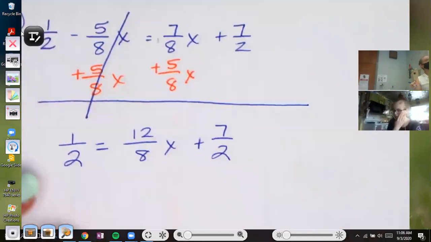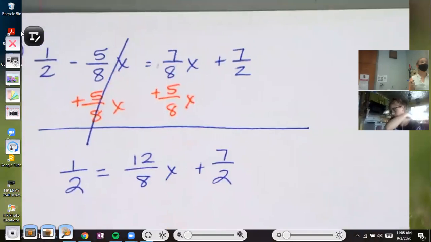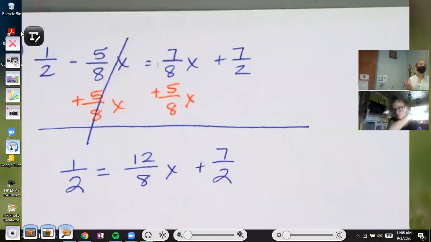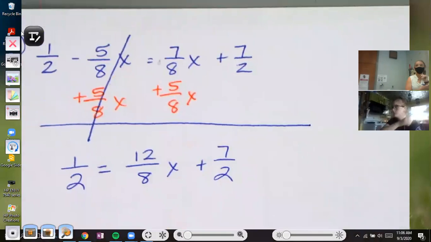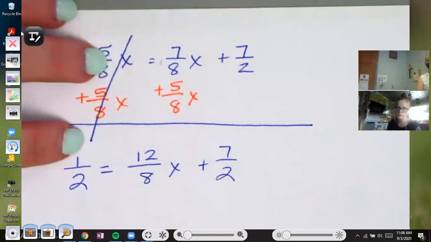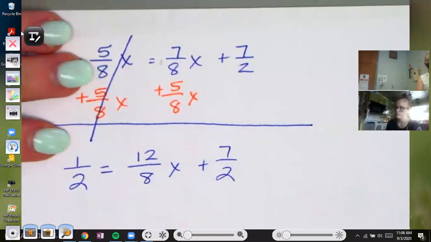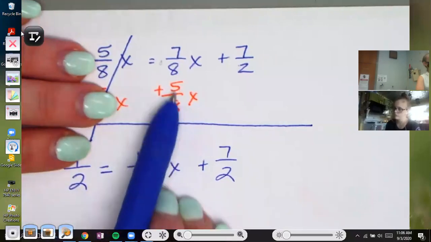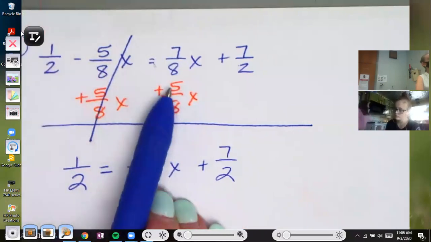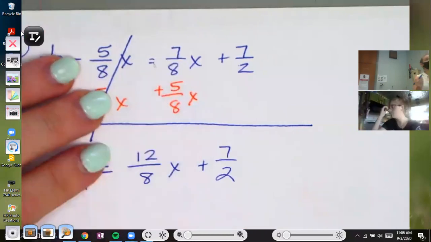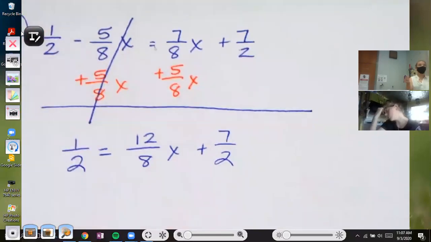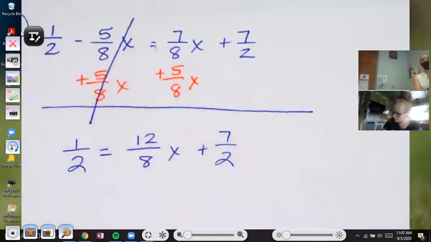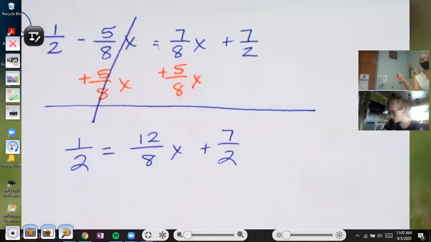And then we bring down the 7/2. Wait, that's not simplified, is it? It is not simplified. You don't have to simplify. You can if you want to, but you don't have to. How did you get 12x? I added the 5/8 here. When we're adding fractions and they have the same denominator, we just add the numerators. If you wanted to, and I definitely would have if I had a calculator, you could quickly type that into your calculator. If you don't know for sure and you have a calculator, use it.